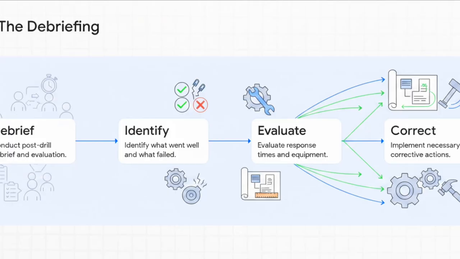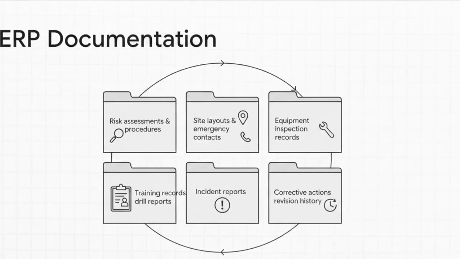And here is where the real value is generated. After every single drill, or any actual emergency for that matter, you must run a debriefing evaluation. You look at what went well and what completely failed. You evaluate response times, hunt for communication breakdowns, check for equipment flaws, and then you implement corrective actions. You fix the blueprint. Closing the loop of this algorithm requires meticulously maintaining all related documentation.